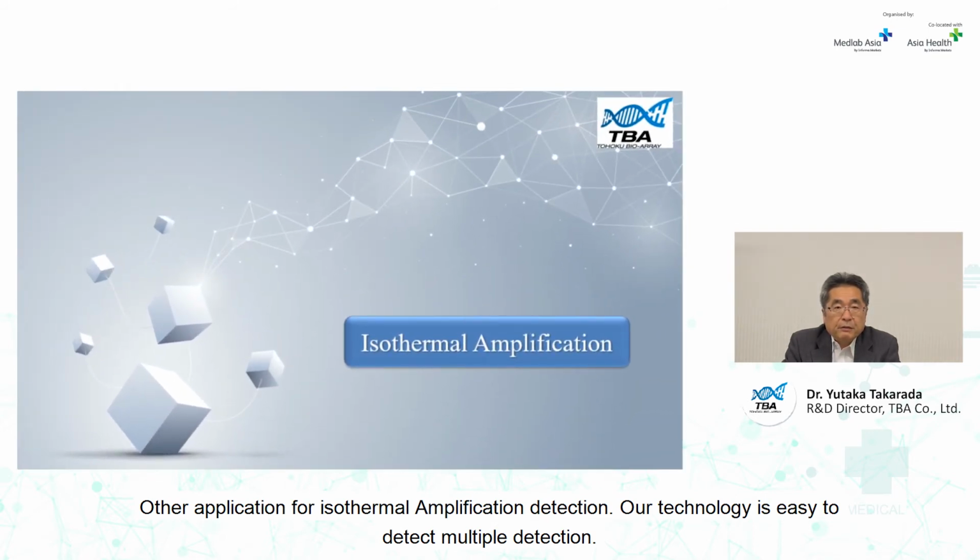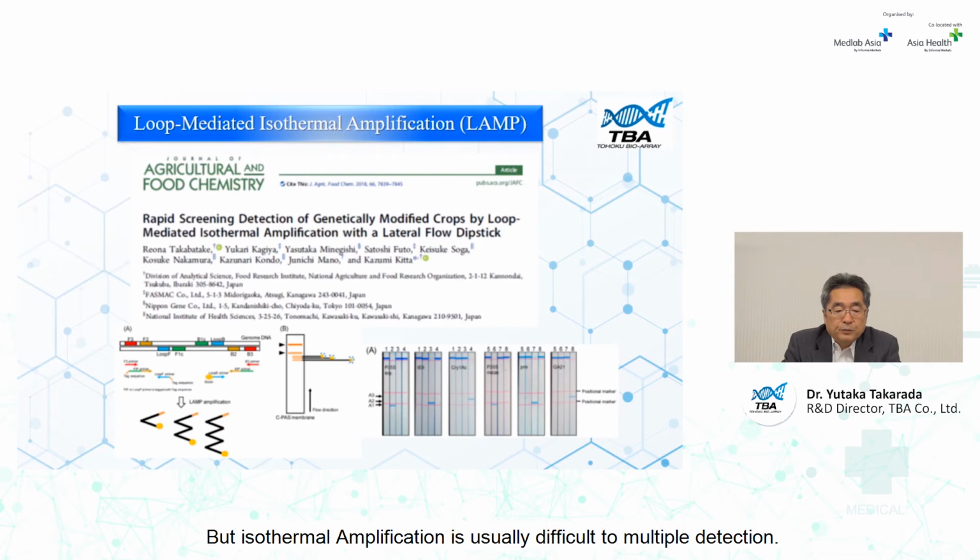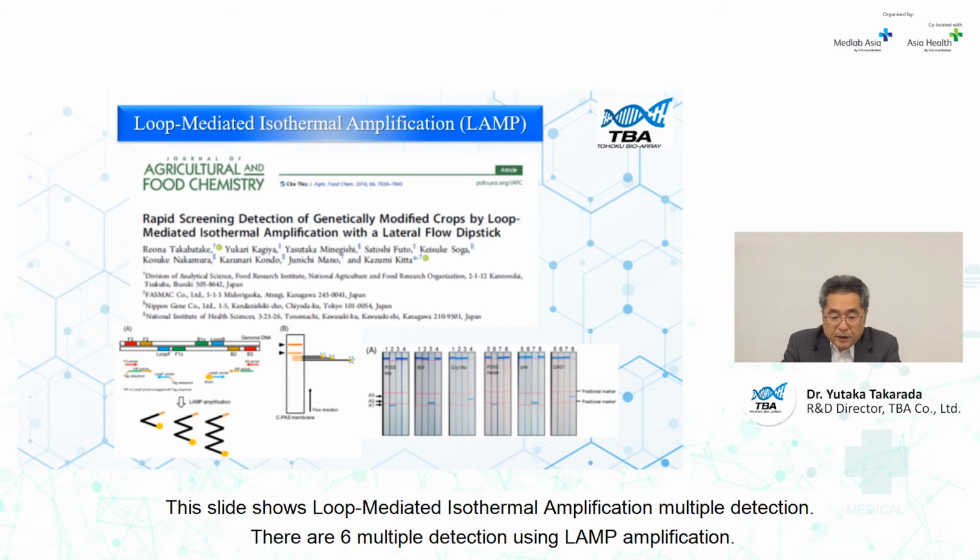Another application is isothermal amplification detection. Our technology is easy for multiple detection, but usually isothermal amplification is difficult for multiple detection. This manuscript shows loop-mediated isothermal amplification multiple detection. There is 6-plex detection using LAMP amplification.